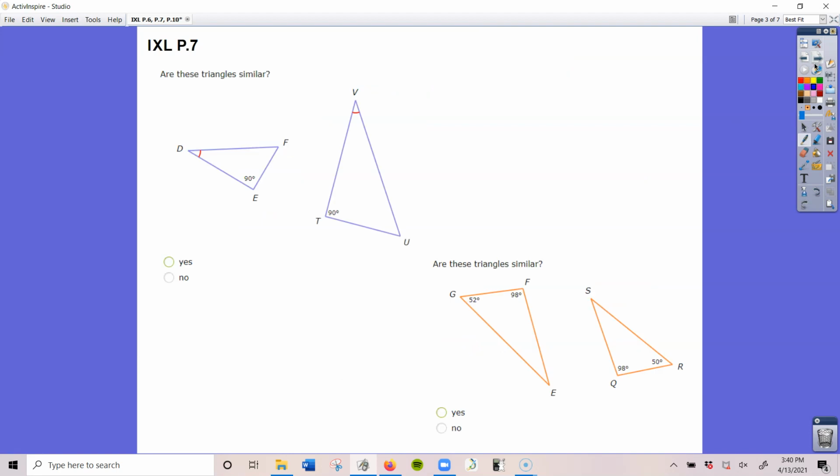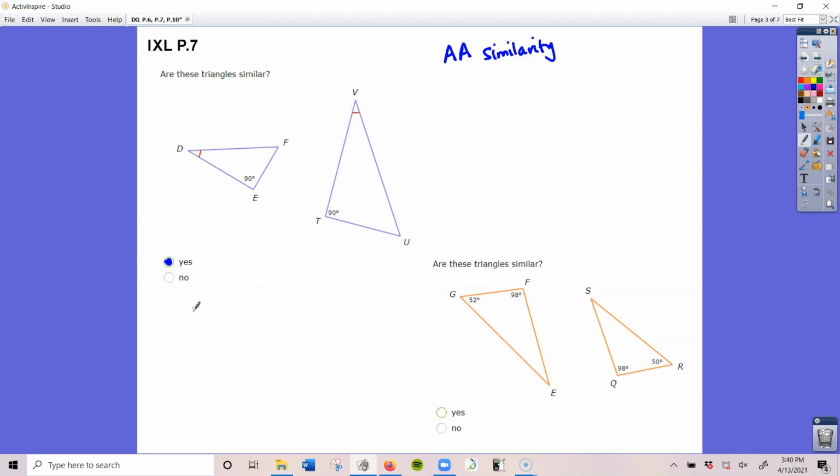Now let's look at P7. P7 is asking if the triangles that are given are similar, and if so, it's going to ask you to write the similarity statement. In order for triangles to be similar, they need to have AA similarity, and remember that AA stands for angle, angle. As long as two of their angles are congruent, these two triangles are going to be similar. I don't know what this measurement is, but I see that it's one arc here and one arc here, and then I have this 90 degrees and this 90 degrees. So this is AA. So yes, they would be similar.